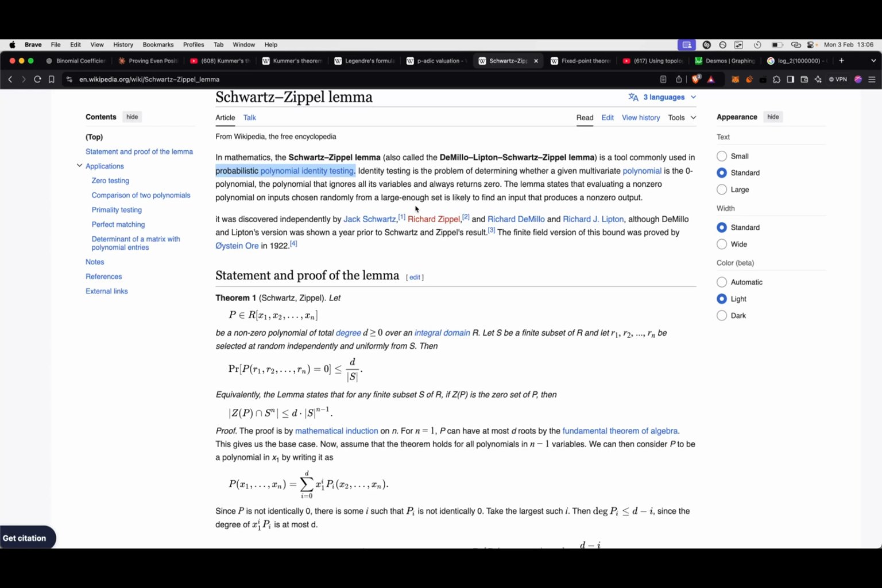So the Schwartz-Zippel Lemma doesn't play any role here. The Schwartz-Zippel Lemma just tells you that you can check that two polynomials are the same by evaluating them at a random point, and this is how secure it is: d over field size. But that is used almost everywhere in ZK.